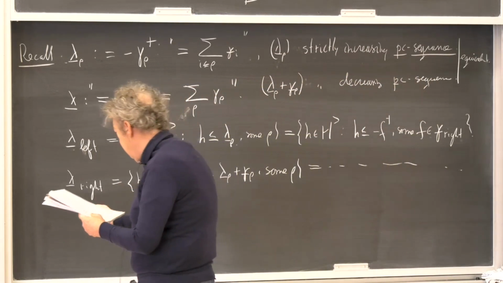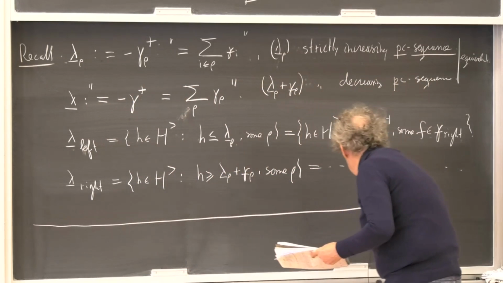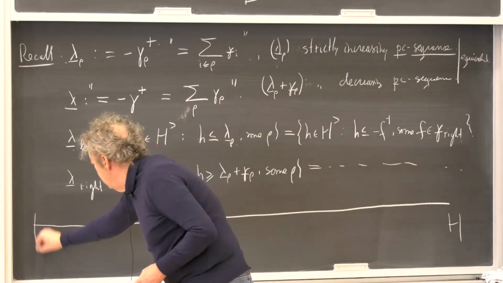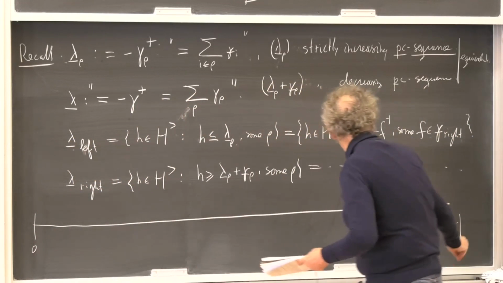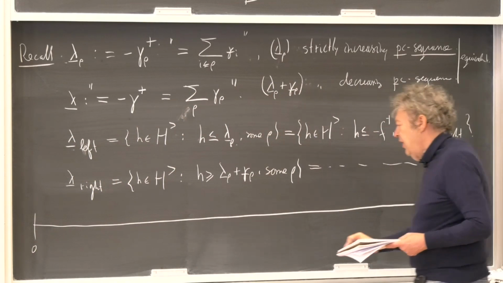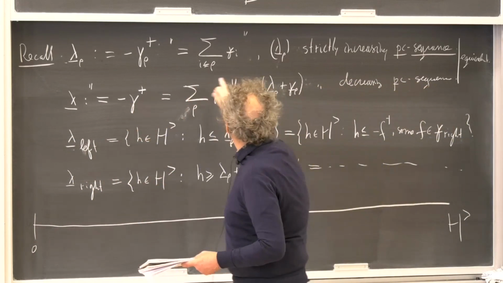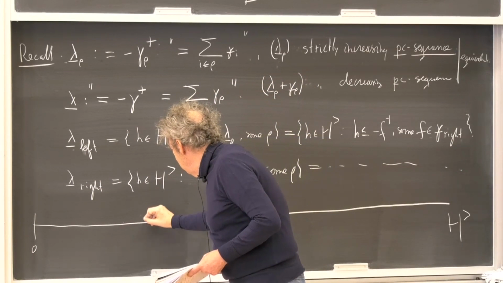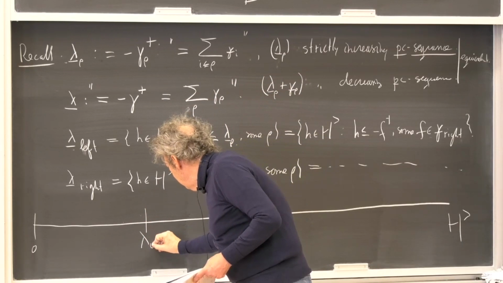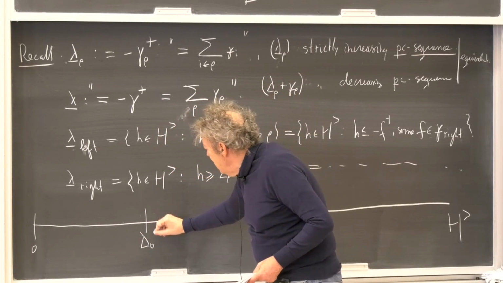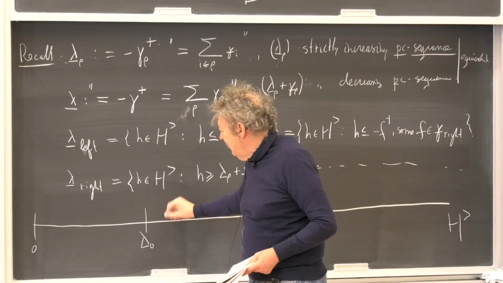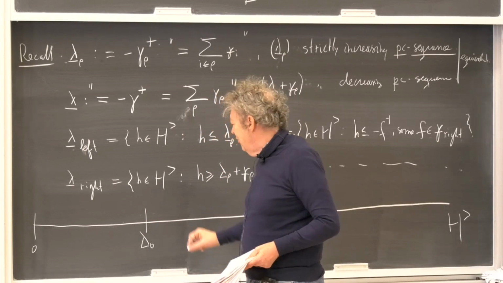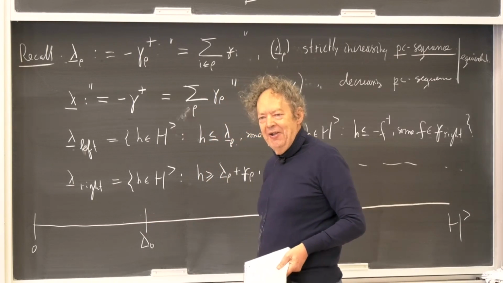Okay, so maybe I should draw a picture. If this is the now H, and we only consider really the positive part of H, then the lambda rows increase. But you see, if you start with lambda zero here, then lambda one will be extremely close to lambda zero, and lambda two will be even much closer to lambda one than lambda one is to lambda zero. So you can't really draw this in a reasonable way.